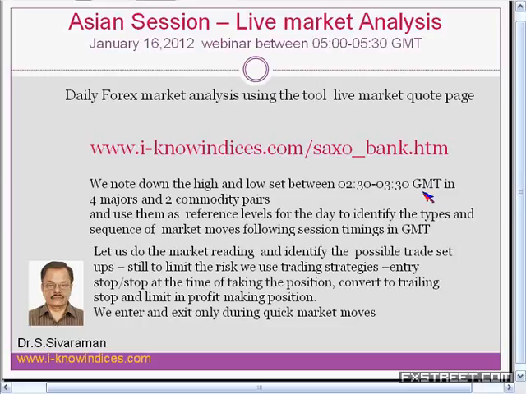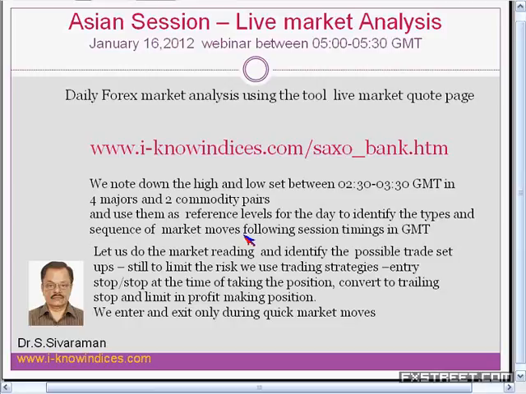So we also note down in order to read what sort of market moves they could do. So we use them as the reference levels for the day to identify the type and the sequence of market moves. So the type of market moves and the sequence of such market moves are very important for us to understand. So once we follow that type of move, so initially they do a stop hit.